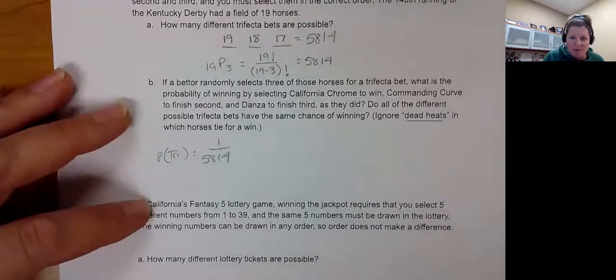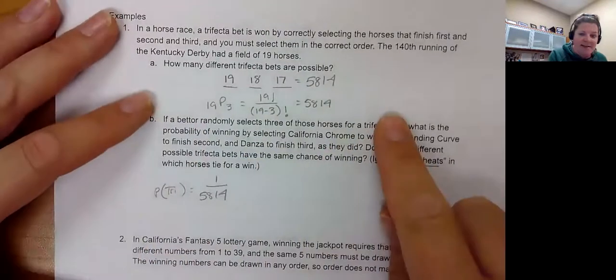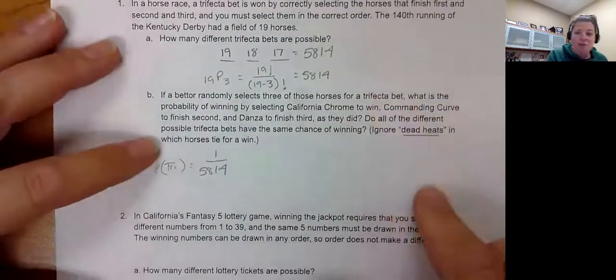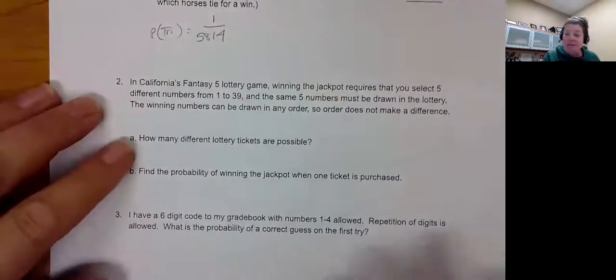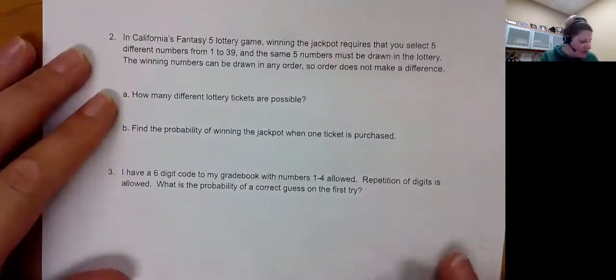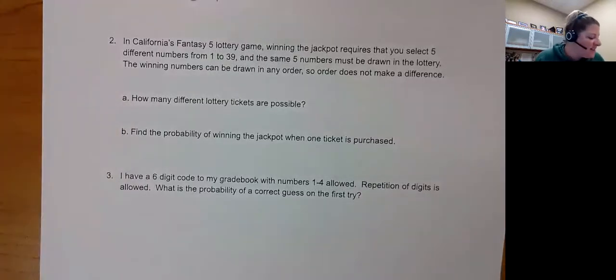Okay, so this was a great example of a permutation where you calculate something out and then use it for a probability. This next one, I bet, uses a combination because we just did permutation. California's Fantasy 5 lottery game: winning the jackpot requires that you select 5 different numbers from 1 to 39, and the same 5 numbers must be drawn in the lottery. The winning numbers can be drawn in any order.